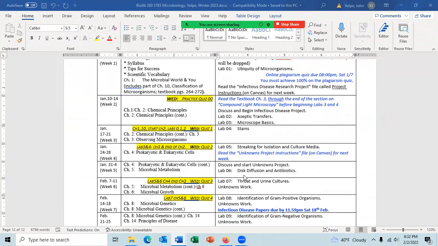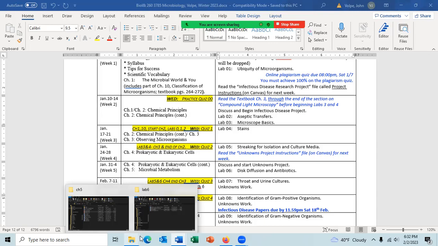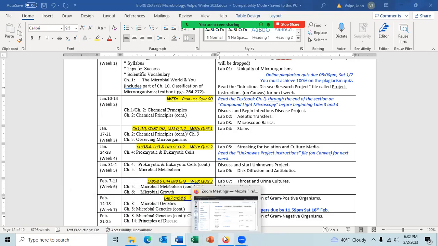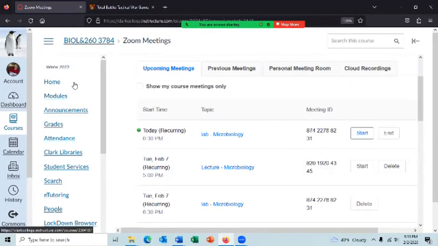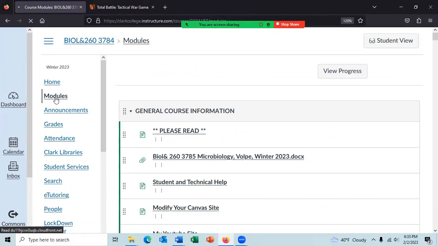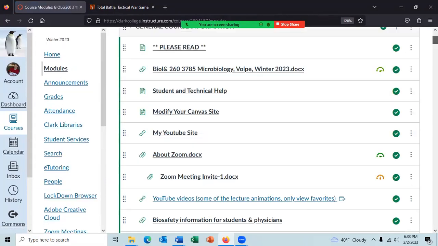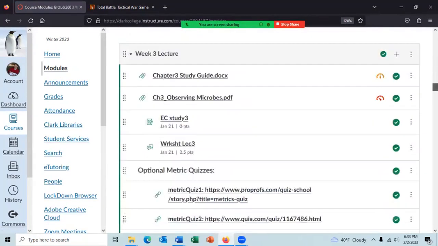You don't really need to do anything further on your unknown project, except obviously read the material I went over and look through that material. There's a lot of material to look through, but you can look up what the possible bacteria species are. Let me see if I can find that now. Week 5 lab, I believe.